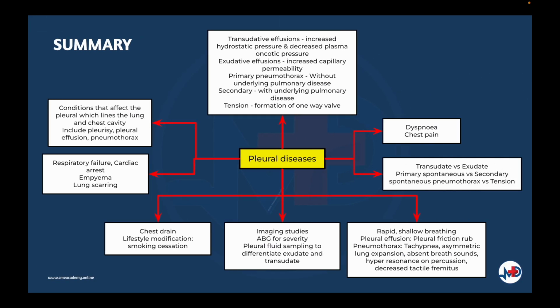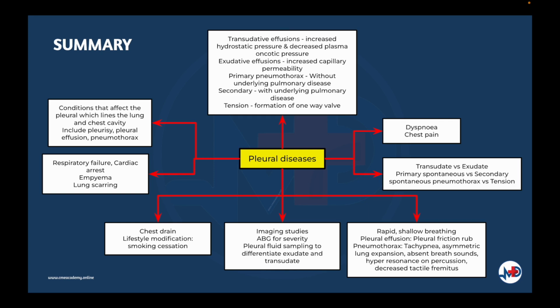So let's summarize the pleural diseases which we have learned. Pleural diseases are conditions that affect the pleura, which lines the lung and chest cavity, and this includes pleurisy, pleural effusion, and pneumothorax. Pleural effusion can be divided into transudative and exudative effusions, and for ranges which are between these two cutoff levels, you may use the Light's criteria to decide whether it is most likely transudative or exudative. Patients commonly come in with dyspnea, chest pain, and productive or non-productive cough, depending on the underlying pathology.